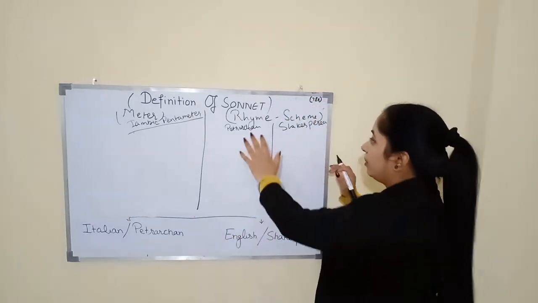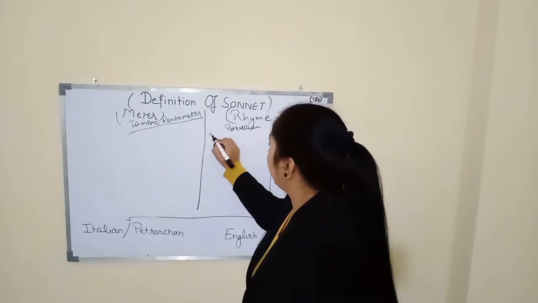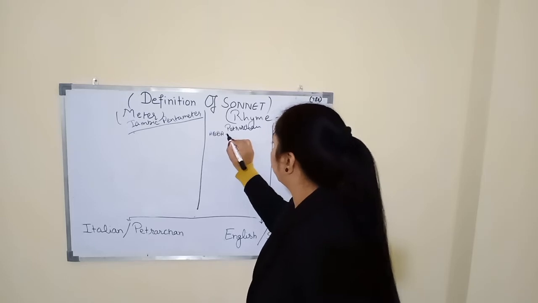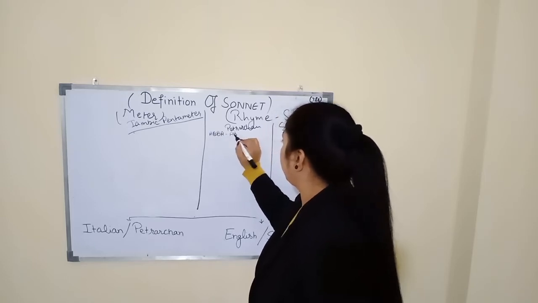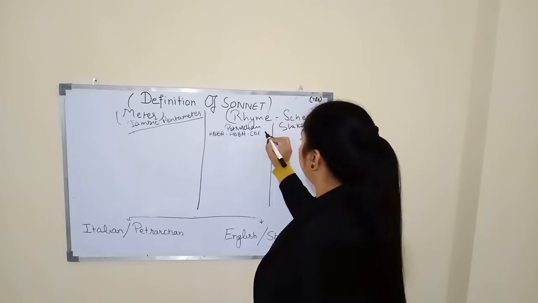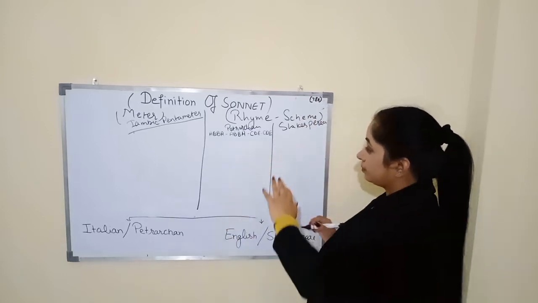So if you talk about rhyme scheme, in Petrarchan sonnets, the rhyme scheme is A, B, B, A, A, B, B, A, C, D, E, C, D, E. And I'll explain why it is.